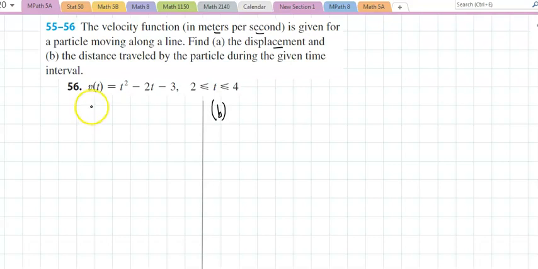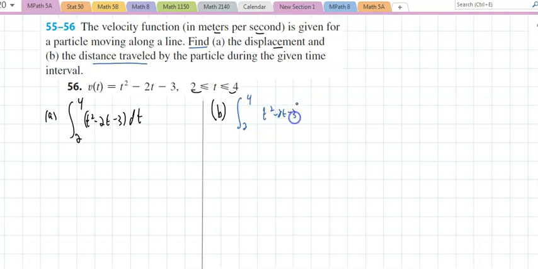So in part A, I'm simply looking for the integral from 2 to 4 of t squared minus 2t minus 3 dt. So if I see on the exam "setup, do not solve," that's all I want. Versus, if I look at part B, it says find the distance traveled. It looks the same. Most of the work is the same, with one minor exception. And that minor exception turns out to have a massive effect.